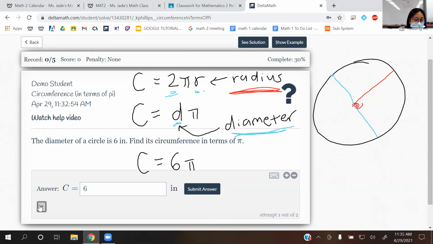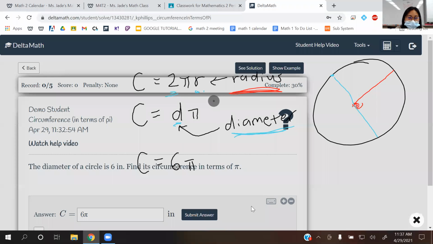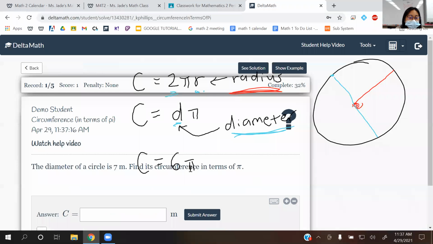6 pi. Now you have a different question than me, I believe, so don't type this answer. But just want you to know that for my example, right over here where the diameter is 6 inches, my answer is 6 pi. So if your question says your diameter is 5 inches, then your answer should be 5 pi. Any questions about this example? Let's do maybe 2 more. Actually, I'll just look for 2 diameters and 2 radius examples.